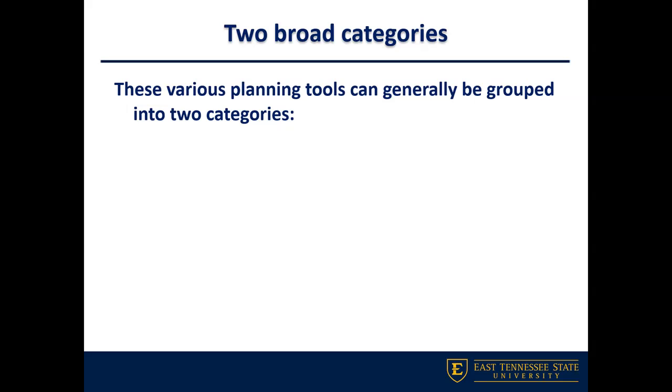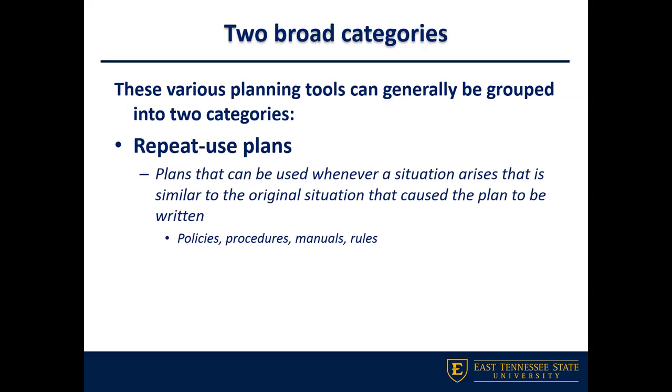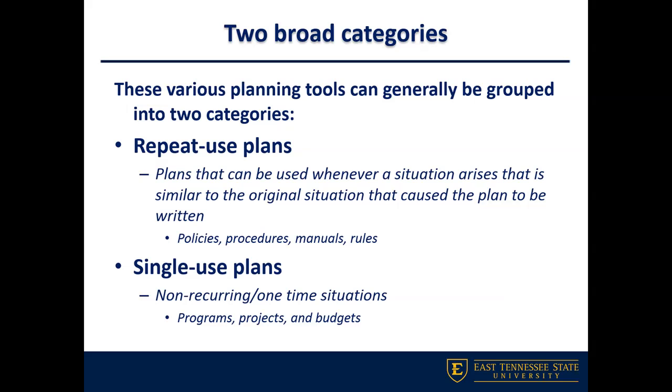Now, there are two broad types of categories of plans that you're going to be using throughout your career. One of those is repeat use plans, and these deal mainly with policies and procedures, things that you've encountered in the past that you've had to set up a policy for, so you use them over and over again. The second category is your single use plans, and these are more for your overall projects and budgets, things that you use once and you're done with. You kind of discard them after you use them.